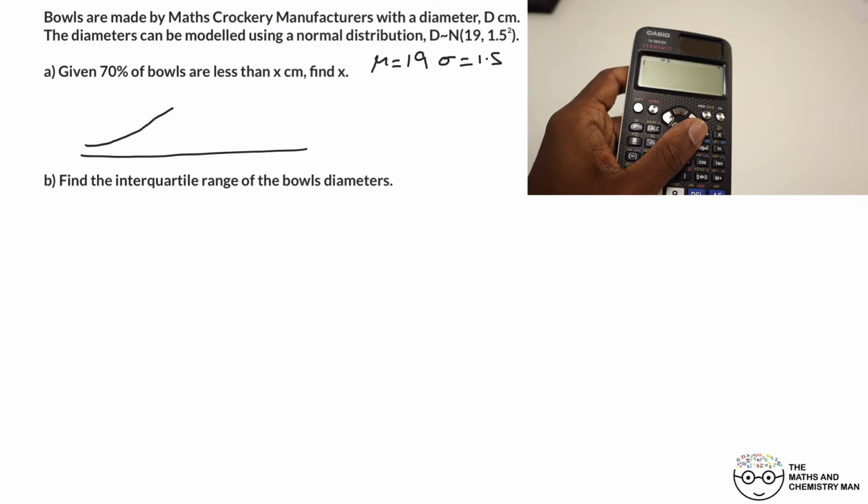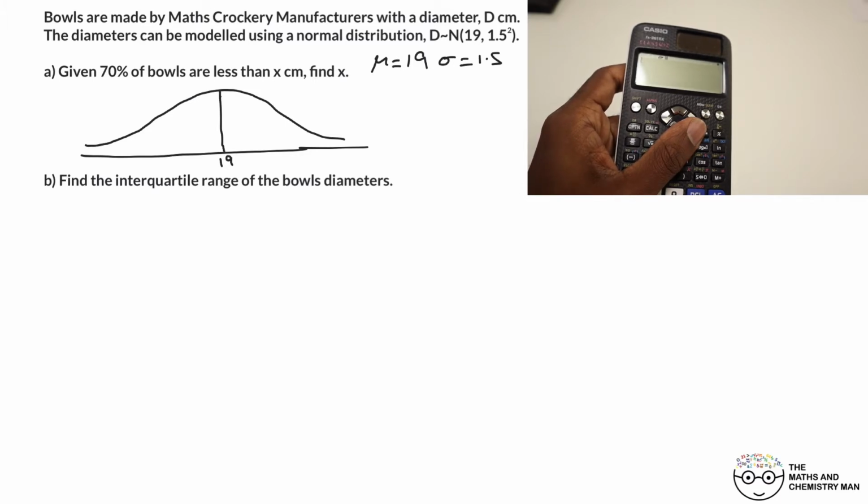So there we go, there's our bell-shaped curve and our mean right in the middle there is 19 centimeters. And we're told that x is somewhere such that 70% of the bowls are less than x. So that tells me x has to be on this side because the area to the left of it needs to be 70%, or 0.7. And now what do we need to do? We need to find out what x actually is.